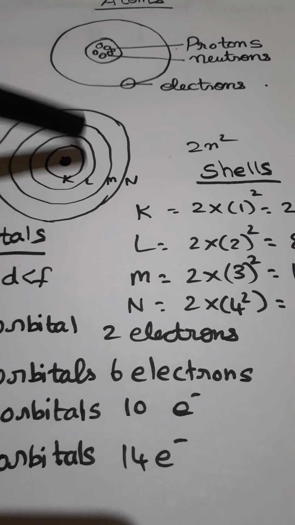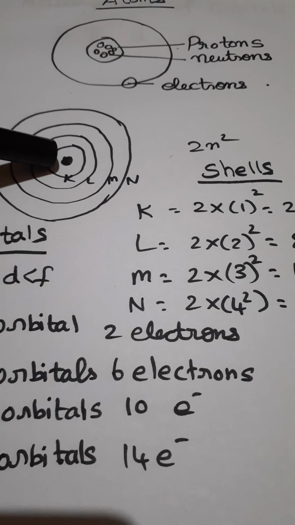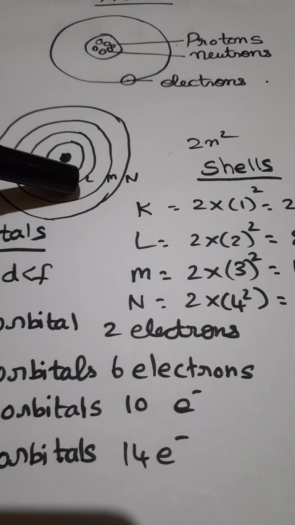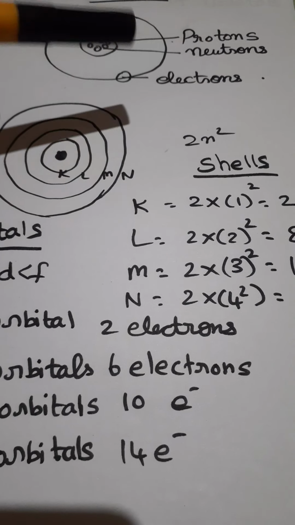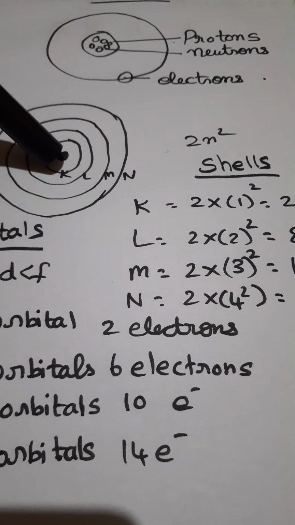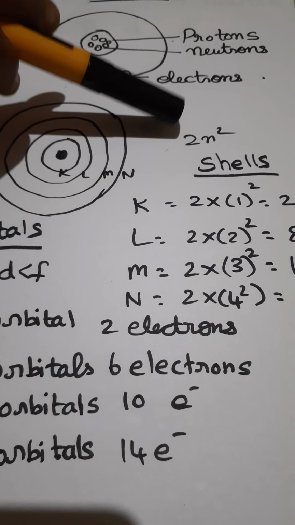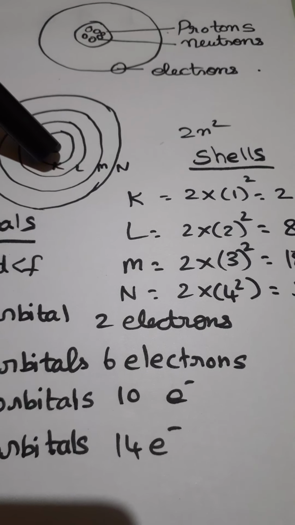When we come to atoms, shells, orbitals and subshells: around the nucleus, K is the first shell, L the second shell, M the third shell, N the fourth shell, and so on. The number of electrons in each shell is given by the formula 2n squared, where n is the shell number.